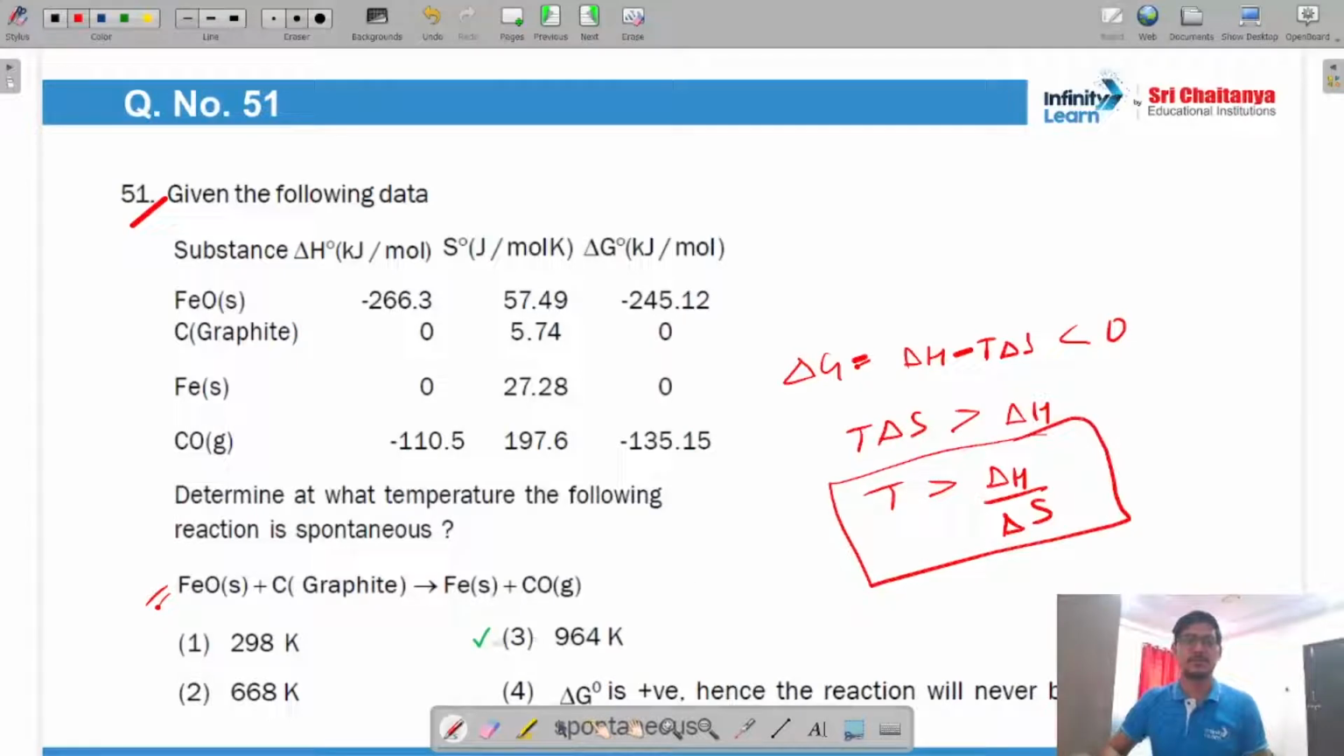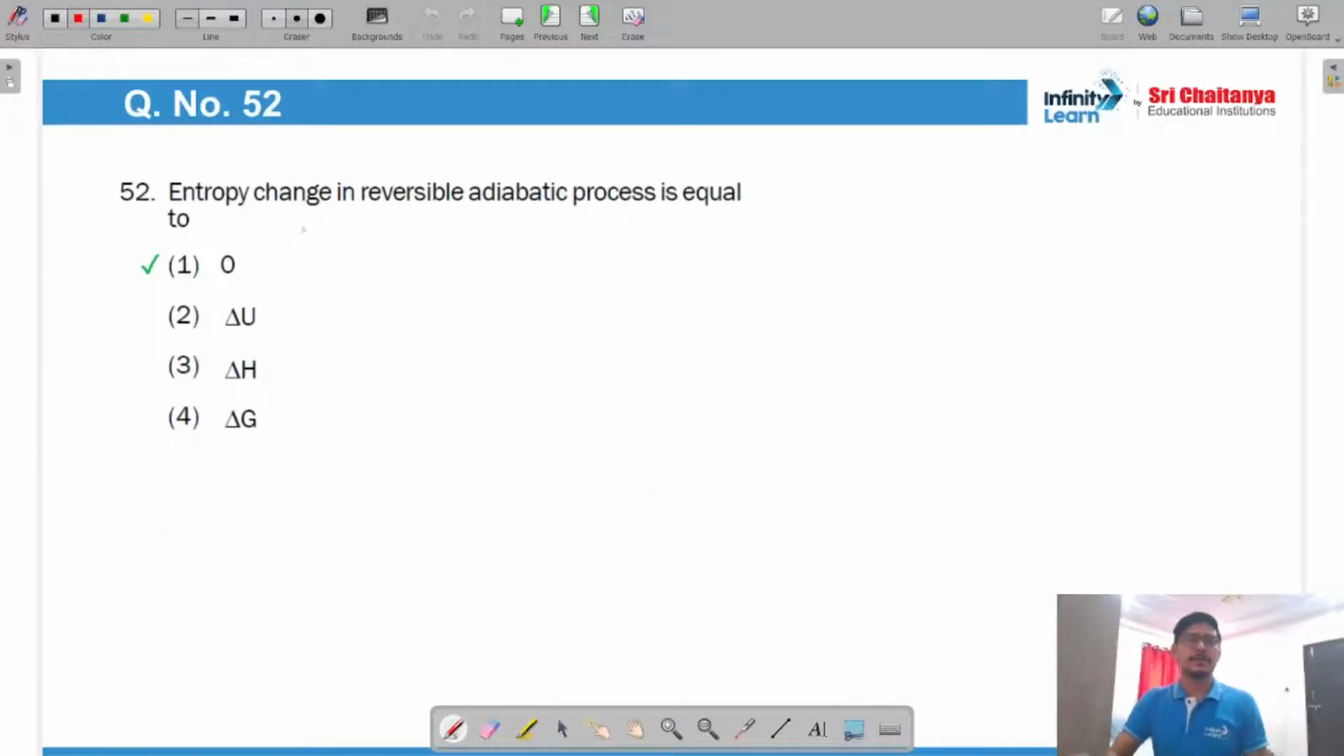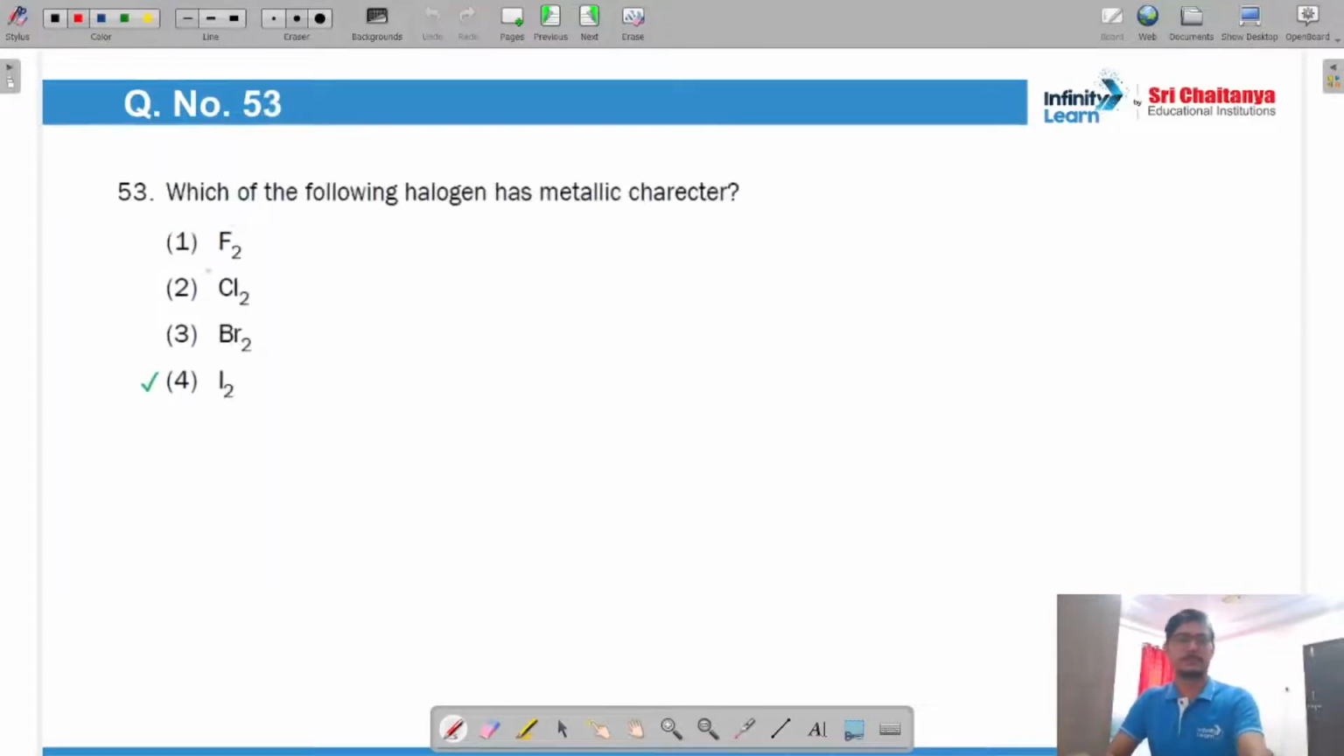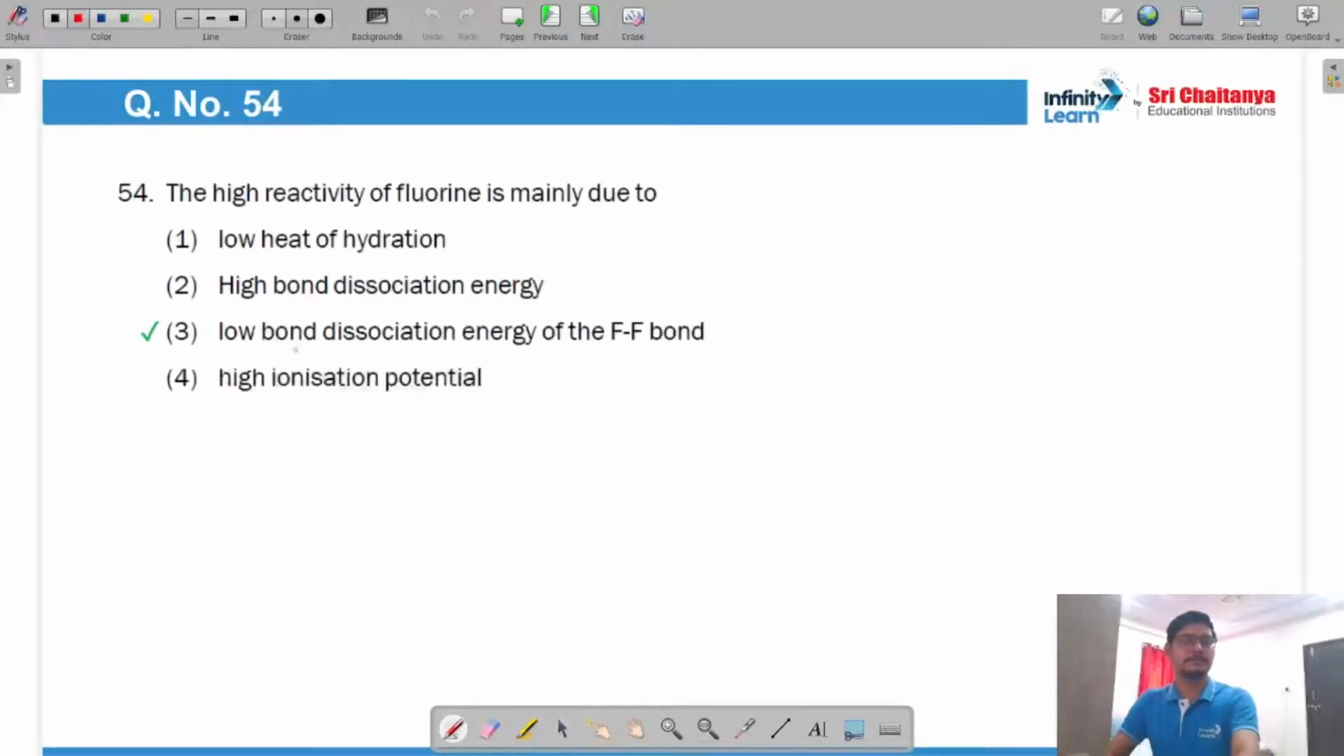So temperature will come out to be 963 point something, so approximately 964 Kelvin. So that is the correct answer. Entropy change in a reversible process is zero, right? So of course in a reversible adiabatic process it will be zero. Which of the following halogens has metallic character? Iodine. Iodine has metallic luster.